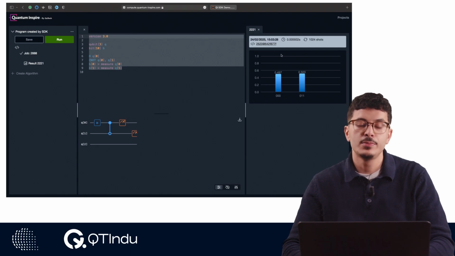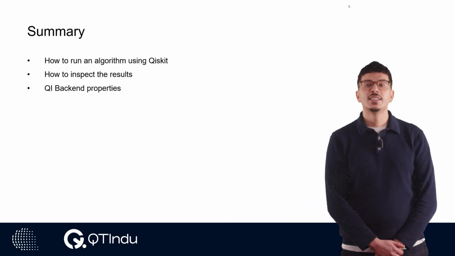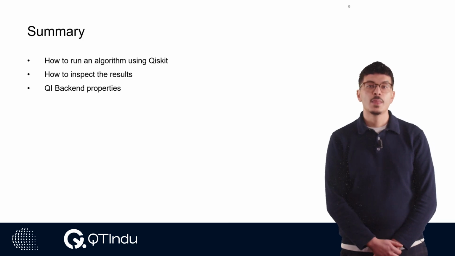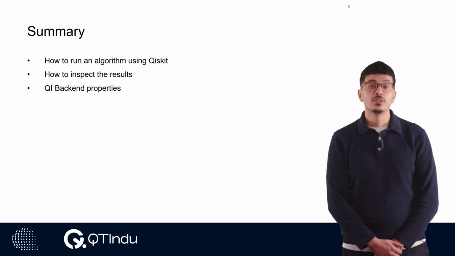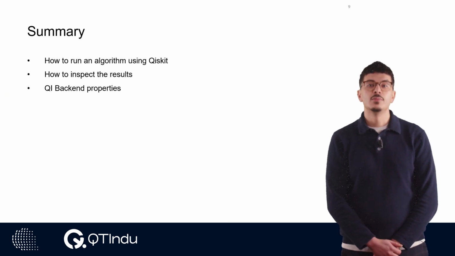That's it for this demo, and in the next demo we're going to have a look at hybrid algorithms. This concludes our video about QI SDK basics. We learned how to run an algorithm on a Quantum Inspire backend using the Qiskit SDK. We saw we had to initialize the provider first. We used this provider to select the backend to run our algorithm on, and then we executed the algorithm.